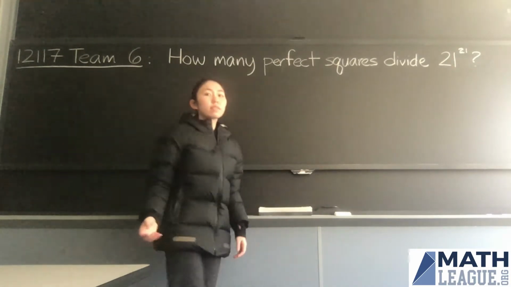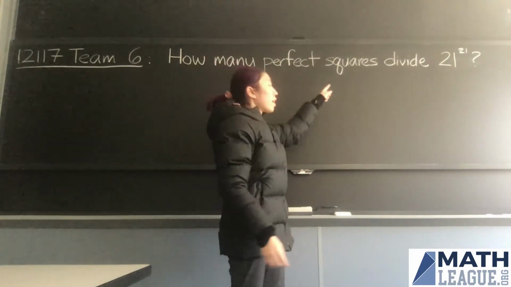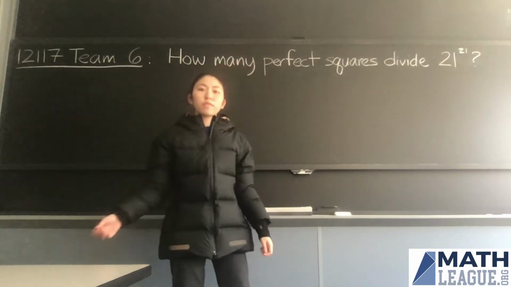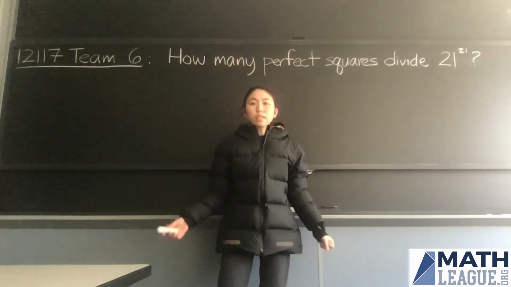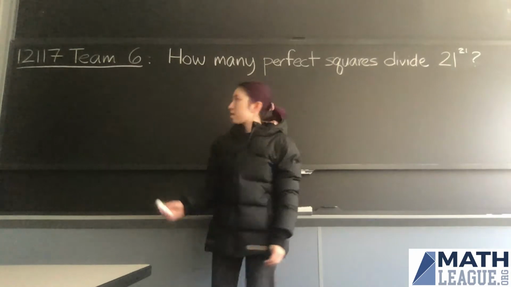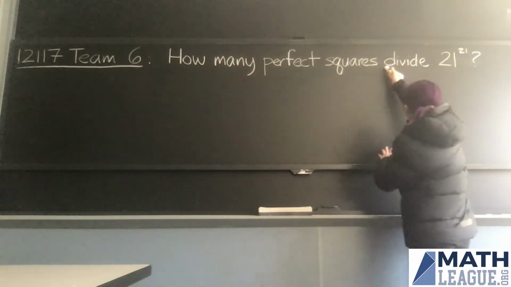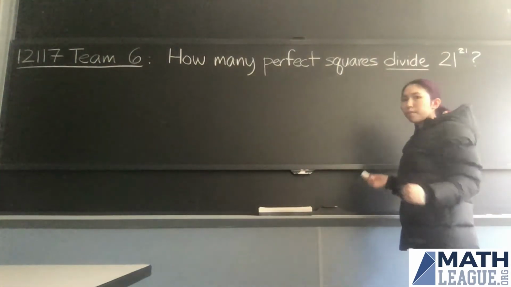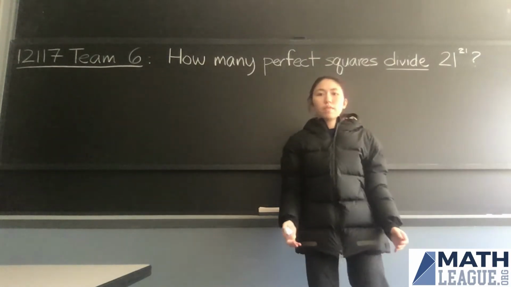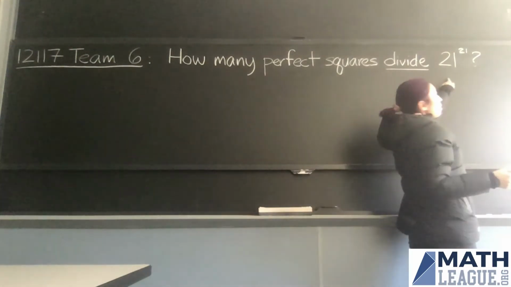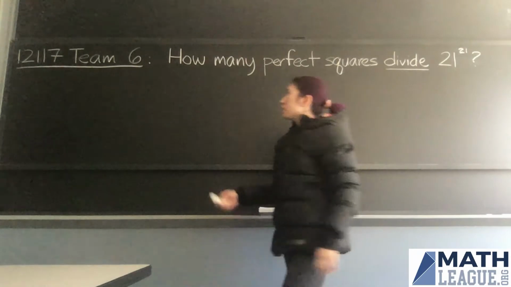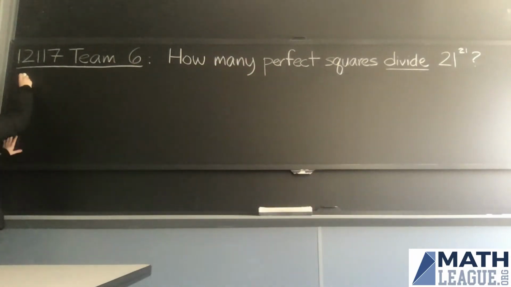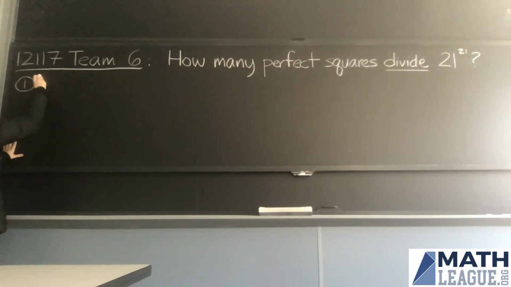So the question is as follows. How many perfect squares divide 21 to the 21st power? The first thing that we want to do if we're going to be looking at stuff like divisibility, or just dividing things, is write out the prime factorization of our given number, which is 21 to the 21st power. So let's do that. So first we'll write out the prime factorization.